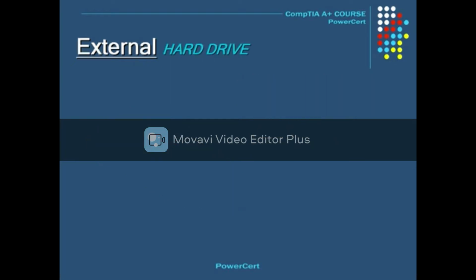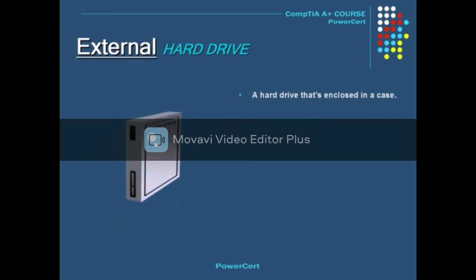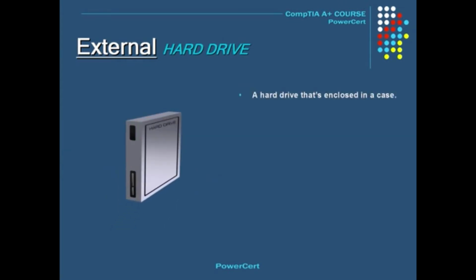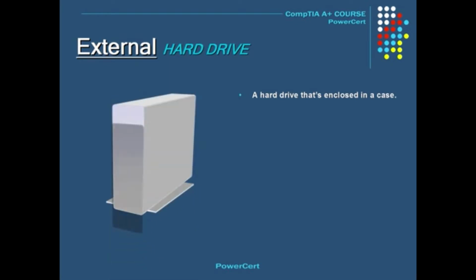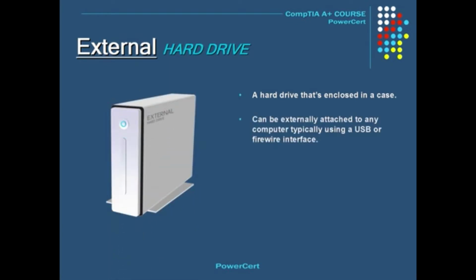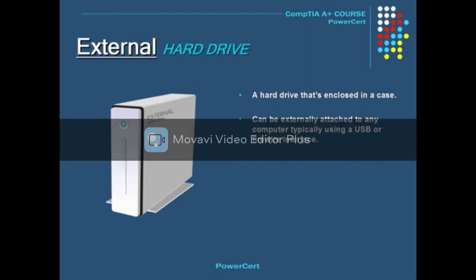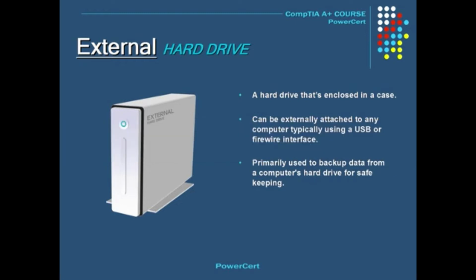Other types of removable storage are external hard drives. An external hard drive is a hard drive that's enclosed in a case. It's a portable hard drive that can be externally attached to any computer, typically using a USB or FireWire interface. External hard drives are primarily used to back up data from a computer's hard drive for safe keeping.